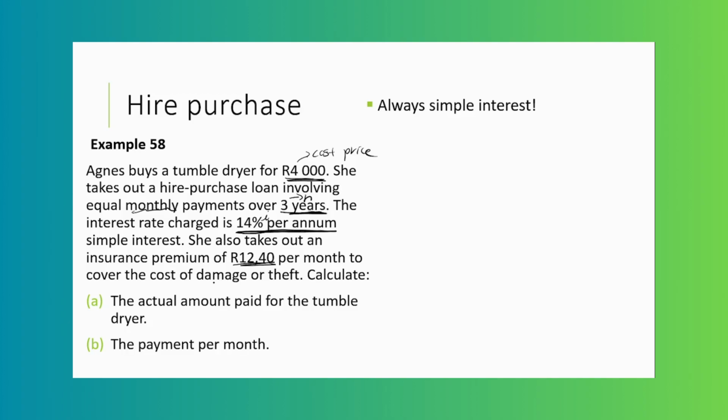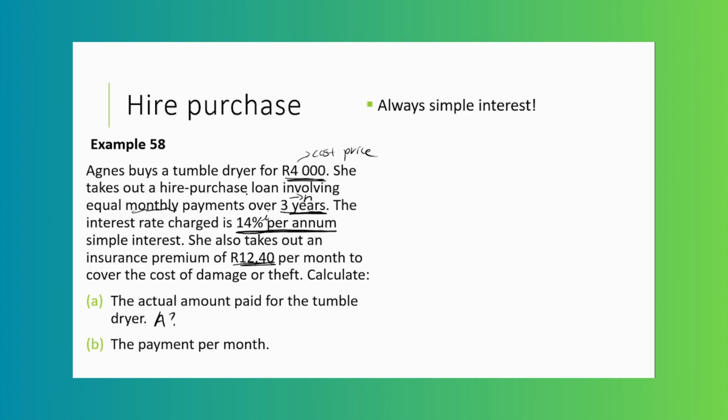Okay, so the first question is asking you, what is the actual amount paid for the tumble dryer? We know it costs 4,000 in store. That's what it says there on the label. But if Agnes doesn't have the 4,000 up front, she is using hire purchase to pay this off. So she is paying more than just the 4,000. She's paying the 4,000 with interest. So we are actually just looking for our A.